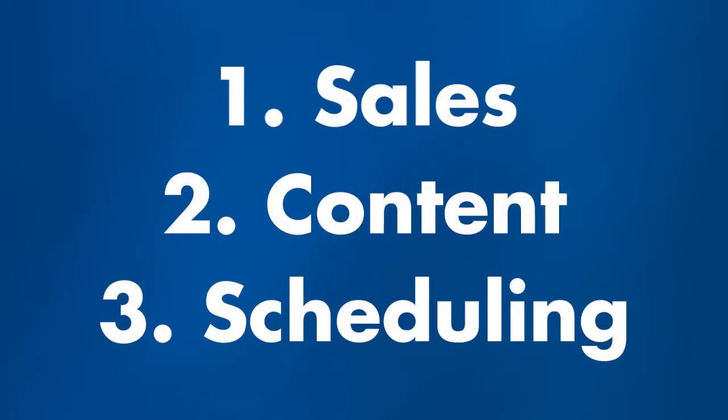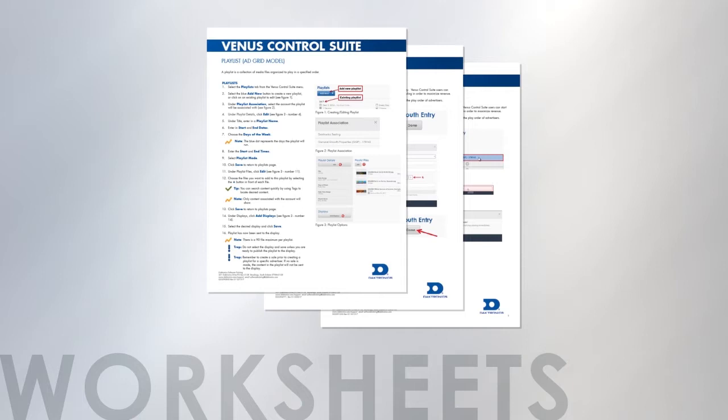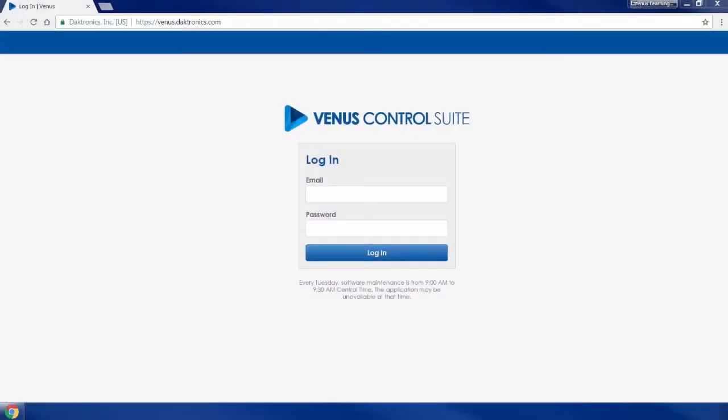In this video, we will cover the 3 easy steps to get your advertisers' content to your display. To accompany this video, we also have PDF worksheets that provide you with the step-by-step instructions for managing sales, content, and playlists. Let's get logged in and get started.